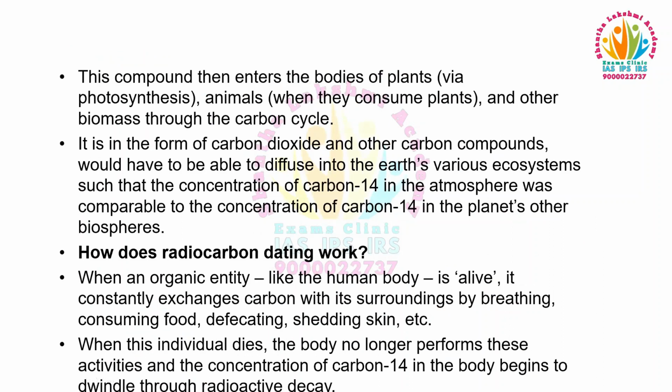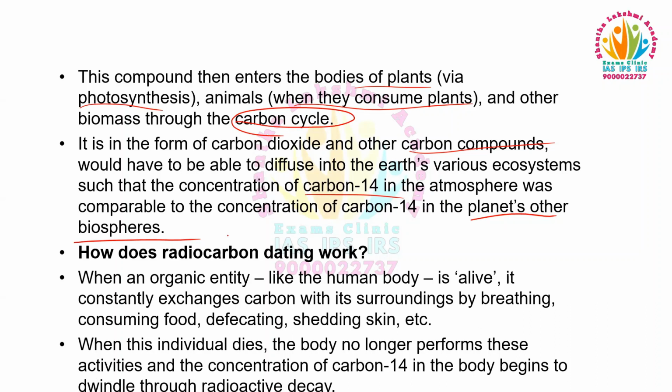This then enters the bodies of plants via photosynthesis, animals when they consume the plants, and other biomass through the carbon cycle. It is in the form of carbon dioxide and other carbon compounds that it diffuses into the Earth's various ecosystems, such that the concentration of carbon-14 in the atmosphere is comparable to its concentration in the planet's other biospheres. How does radiocarbon dating work?